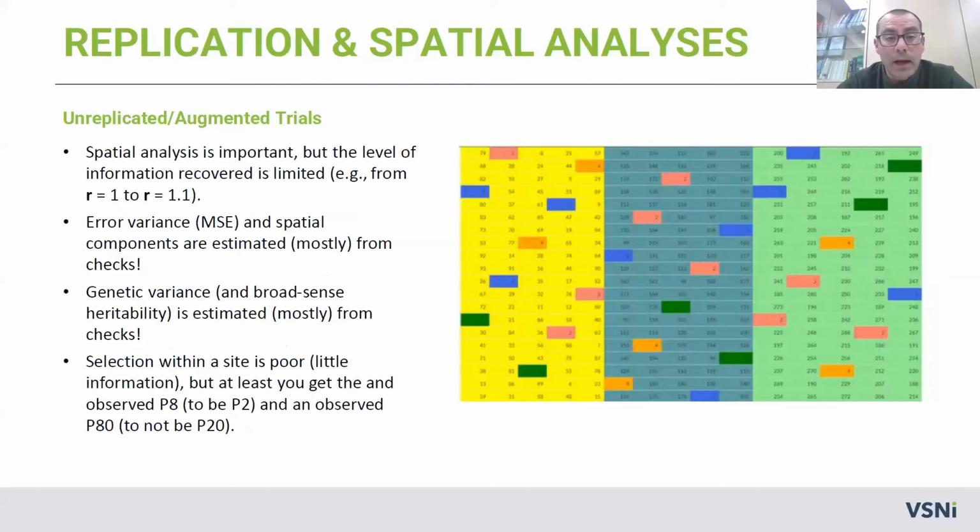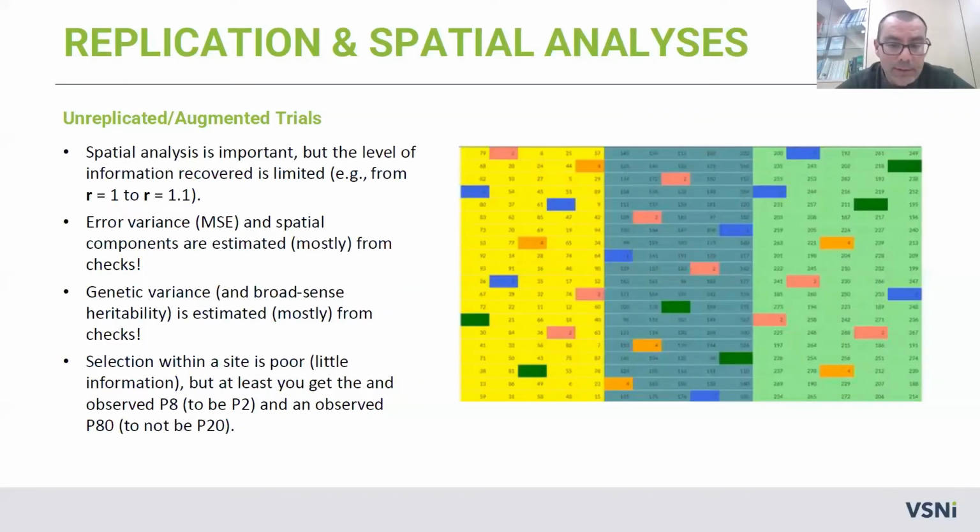Now, the unreplicated trials or augmented trials are very typical in agriculture, and they often are recommended to be used with spatial analysis because of this borrowing of information. And I like to think that this goes a little bit with the replication. The replication is still one. That means each genotype is still replicated only once.